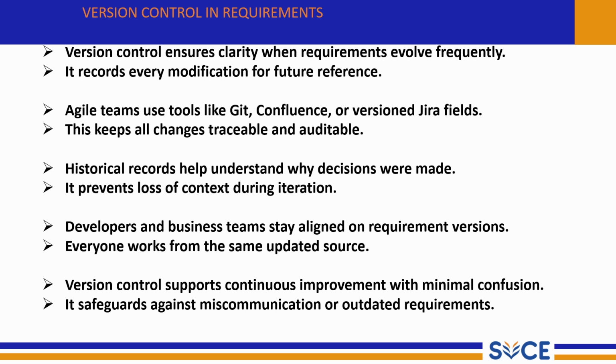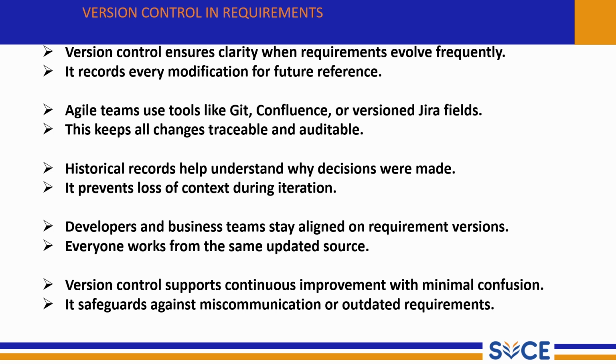Developers and business teams stay aligned on requirement versions. Version control ensures that everyone is working with the latest and correct requirement versions. This avoids misunderstanding between the development teams, testers and business stakeholders. Everyone works from the same updated source. Version control creates a single source of truth. All the team members refer to the same updated information instead of using an outdated requirements document.